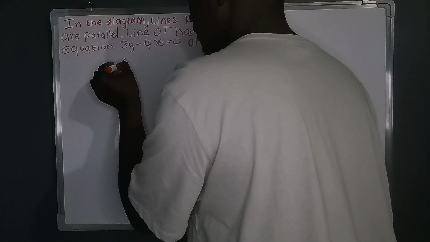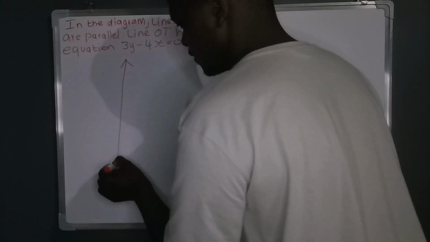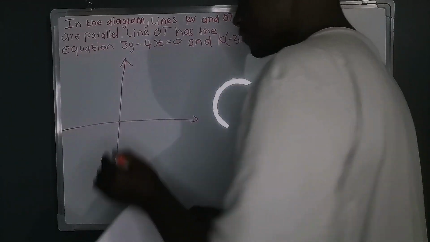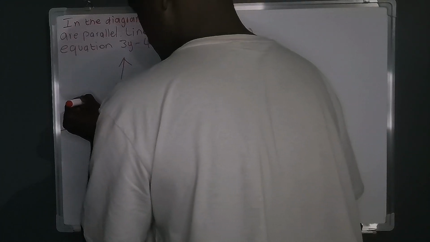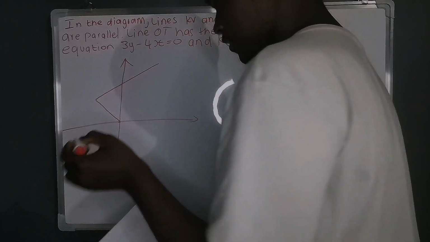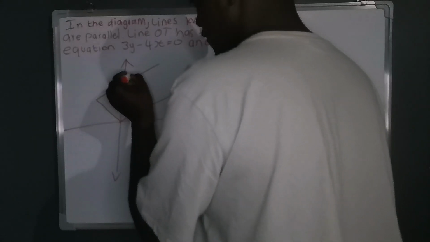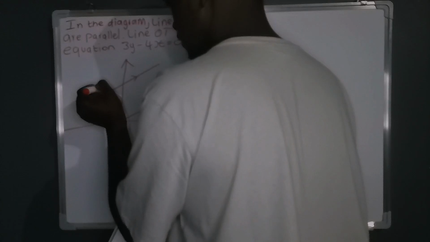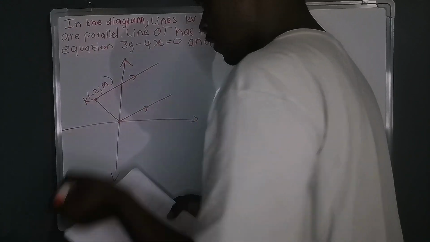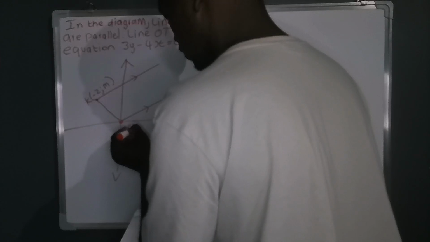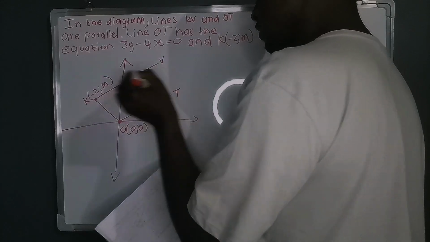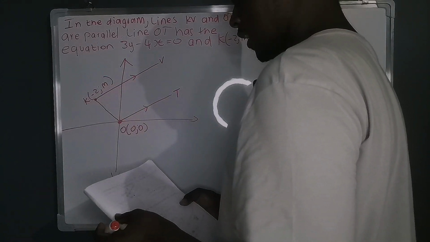Here's the diagram, guys. We are given K here, -2 and m. We are given O here, which is 0 and 0 coordinates. We are given VT and KO.